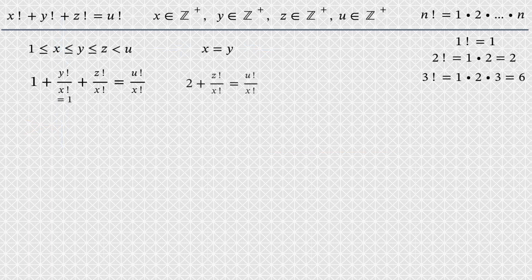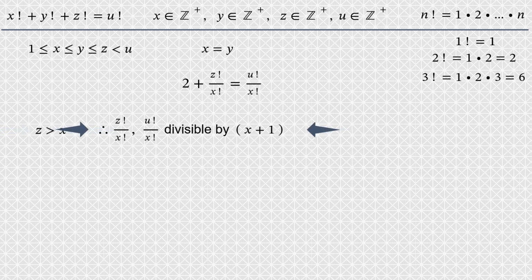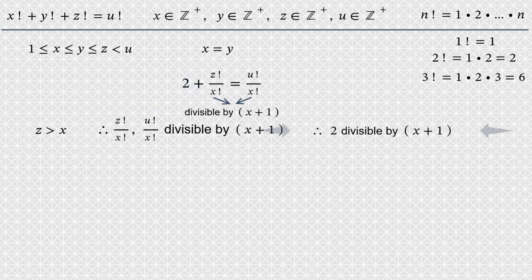The equation gets simpler. And now the attention is on z and on you, because this is another chance of yours to continue on your own. We already know that if z is strictly more than x, then both z factorial over x factorial and u factorial over x factorial are divisible by x plus 1. Since 2 terms in the equation are divisible by x plus 1, the remaining term, which is now 2, must also be divisible by x plus 1.